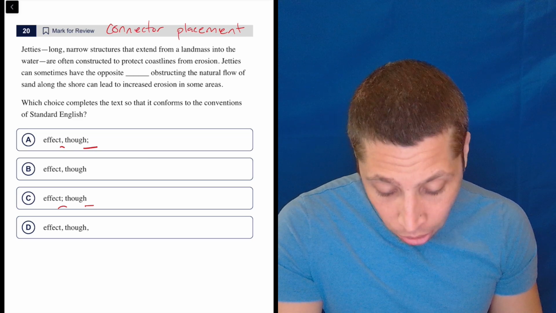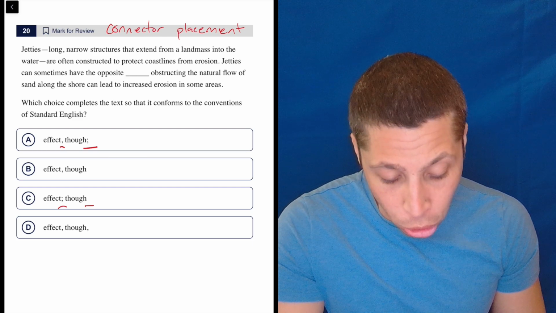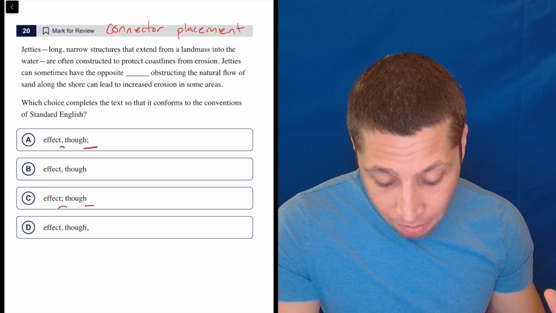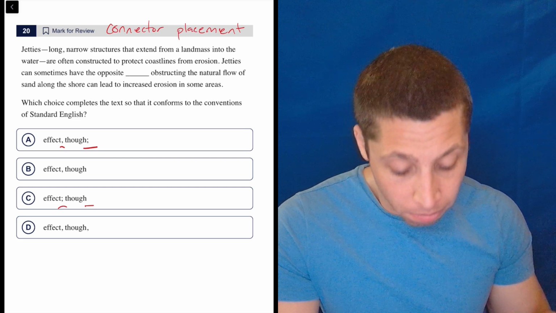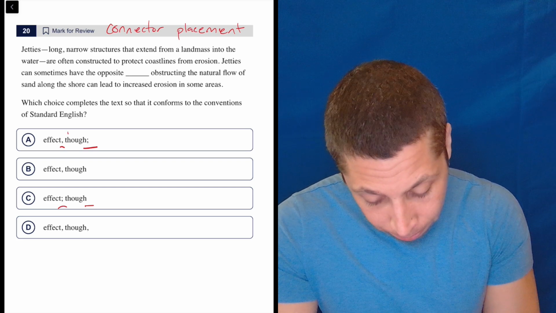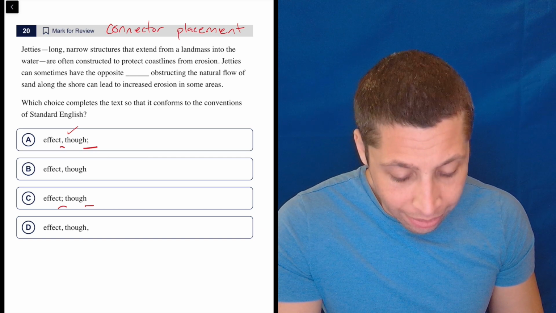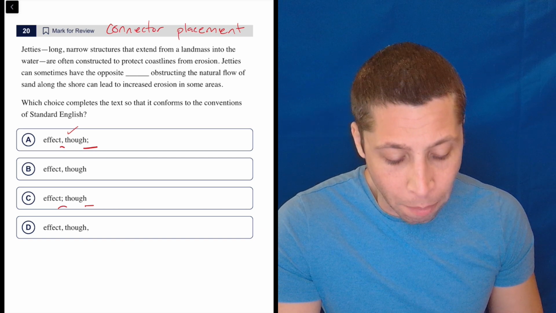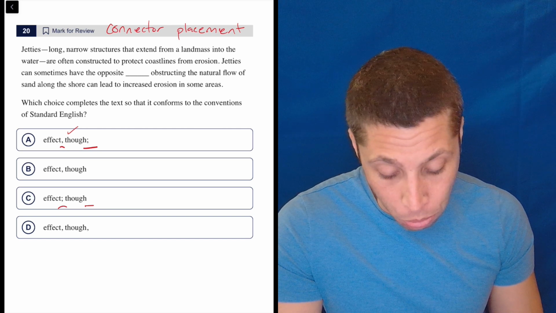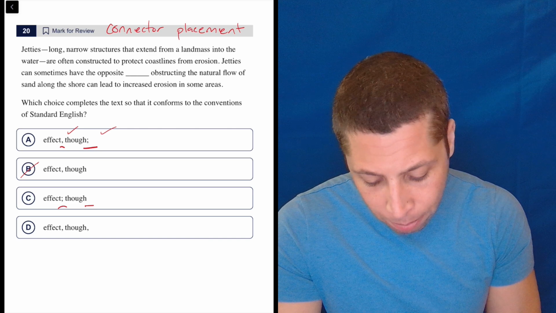Okay, jetties, long, narrow structures that extend from a landmass into the water, are often constructed to protect coastlines from erosion. Oh, I didn't need to read that. Never mind. Jetties can sometimes have the opposite effect. That's a sentence. Sounds good. So yeah, check. Obstructing the natural flow of sand along the shore can lead to increased erosion in some areas. That's a sentence too. So there we go. We have two sentences, so it's not going to be B. It's not going to be D.